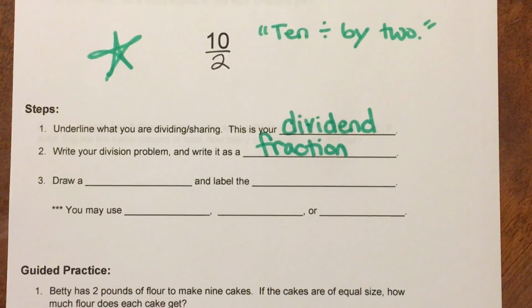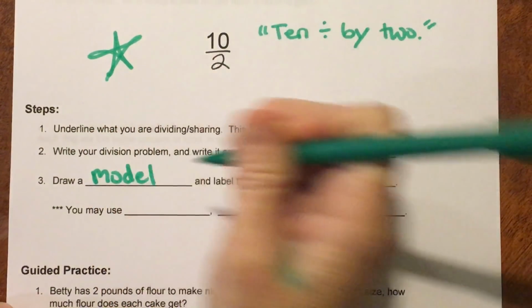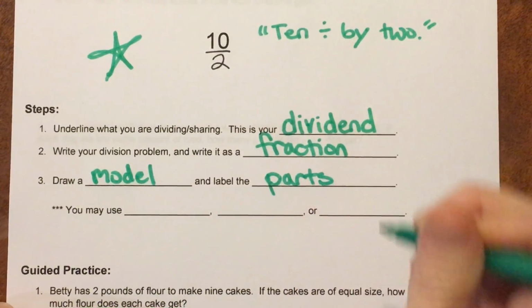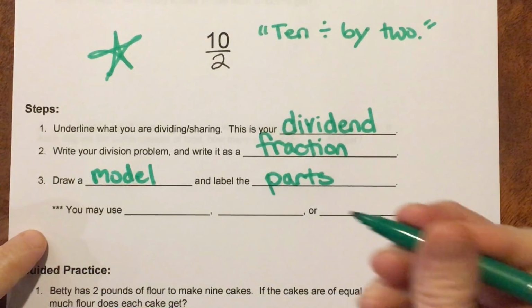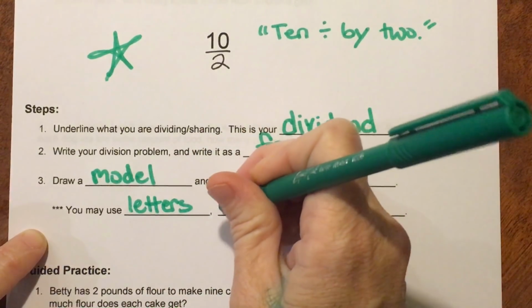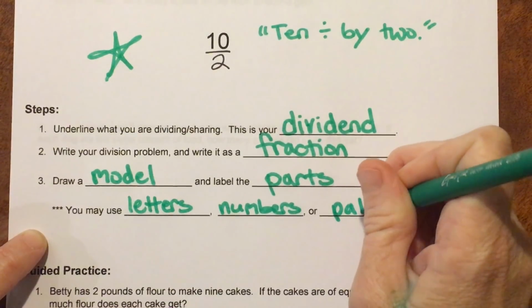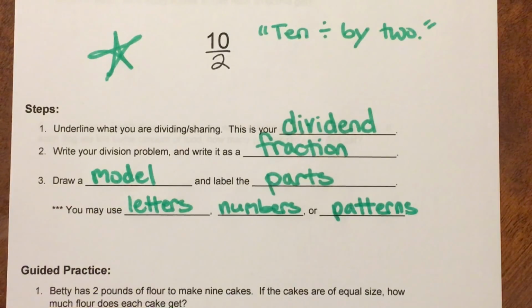Okay, our main step is then we're going to draw a model and label the parts. Okay, for your labeling, you can use 3 different things. You may want to use letters. You may want to use numbers or even patterns. So these are the 3 different ways that I've seen it done on tests. So we just want to kind of become familiar with all of them.